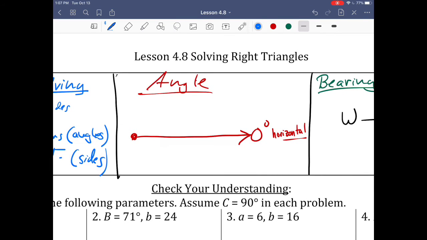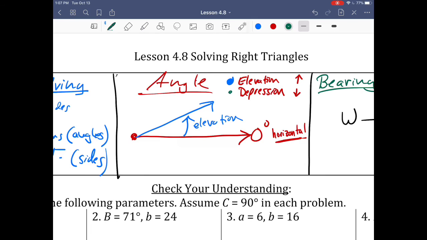Next thing we talked about was in word problems, you'll often see the words elevation, the angle of elevation, and the angle of depression. Remember, the elevation is upwards and the depression is downwards, but it's really important that they have a reference point of horizontal. So an angle of elevation starts at horizontal and goes upward. And an angle of depression starts at horizontal and goes downward. Again, always rooted in horizontal.